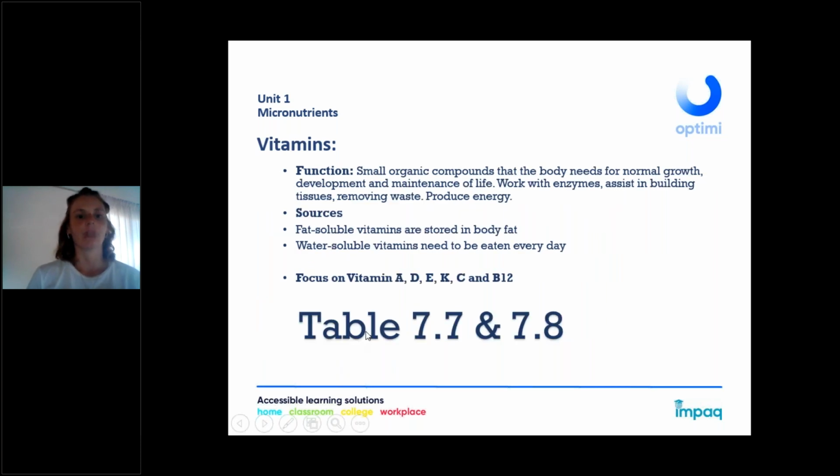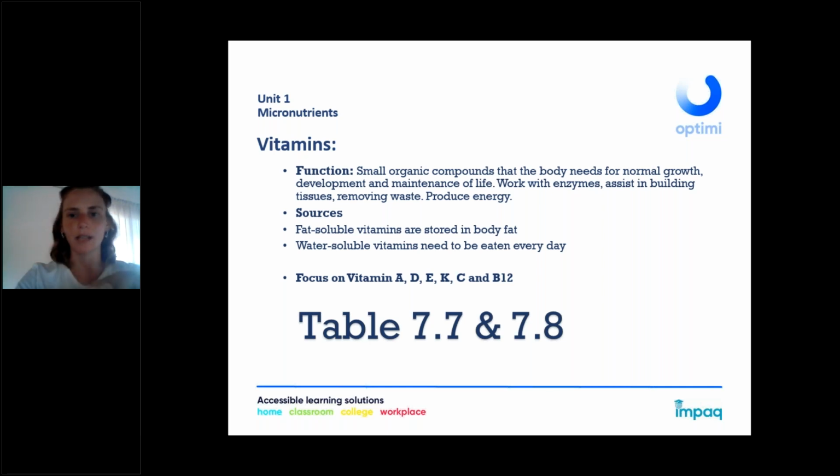Okay, and then vitamins. Vitamins is a small organic compound that the body needs for normal growth and maintenance of your whole body inside. It works with the enzymes and it assists in building tissue and removing waste out of the body, and vitamins also produce energy. So we get 2 types of vitamins, the fat-soluble vitamin and then the water-soluble vitamin.